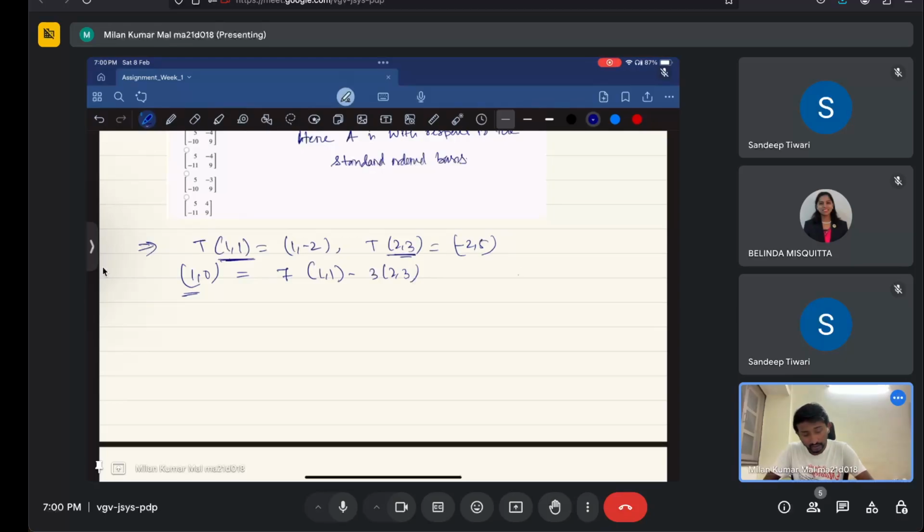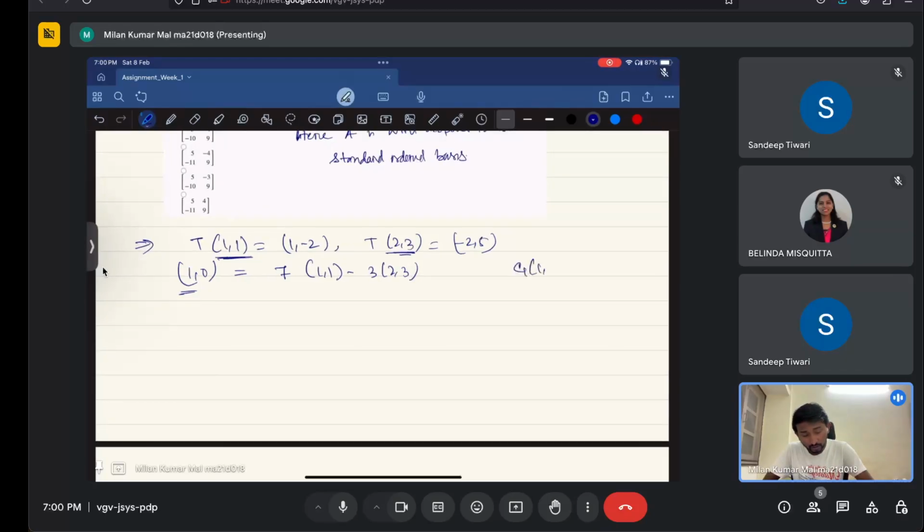Just write that c1 (1, 1) plus c2 (2, 3) is equal to (1, 0), so c1 plus c2 is equal to 1, and c1 plus 3 c2 is equal to 0. So one can subtract and get c2 is equal to 1. And c1 plus 2 c2 is equal to 0, right? So c2 is equal to 1.